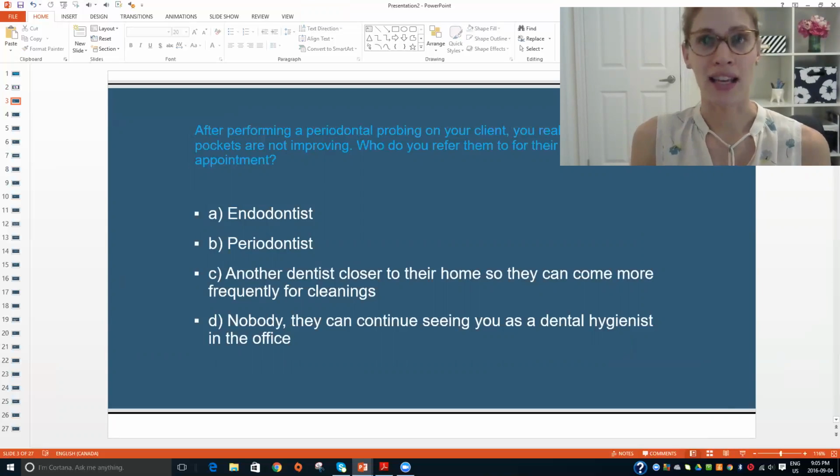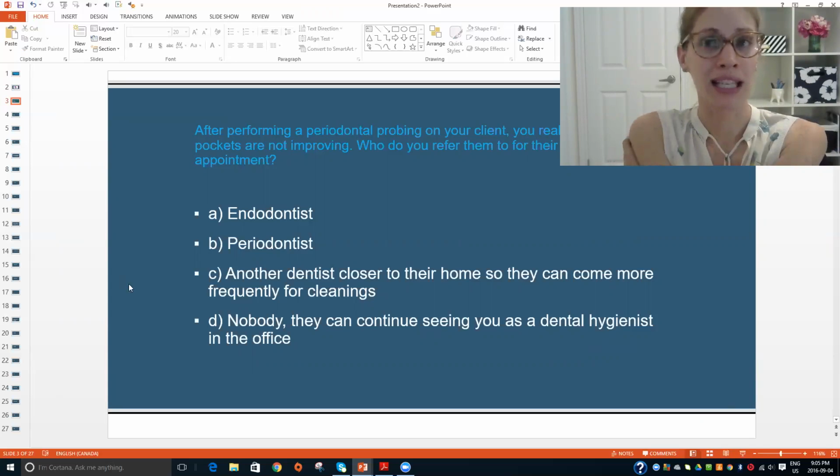So what do you guys think? The question here is, after performing periodontal probing on your client, you realize their 4mm pockets are not improving. Who do you refer them to for their next cleaning appointment? I'll let you read the answers. Take your time. I will stop talking so you can think about the answers.